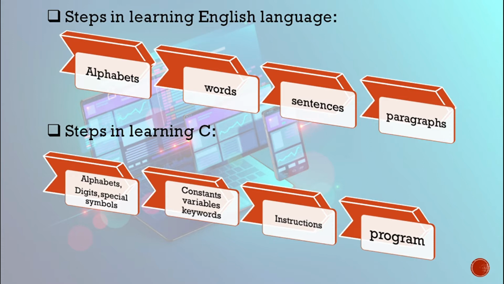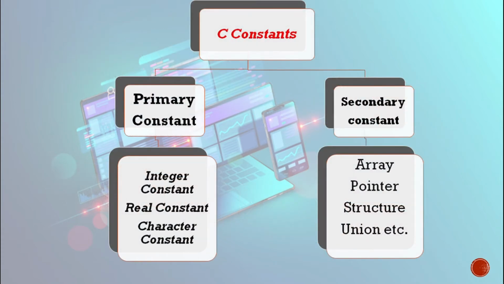some instructions make a program. Constants in C language are divided into two parts, primary constant and secondary constant. In primary constant there are integer constant, real constant and character constant. In secondary constant there are array, pointer, structure, union, etc. We will discuss those things later.